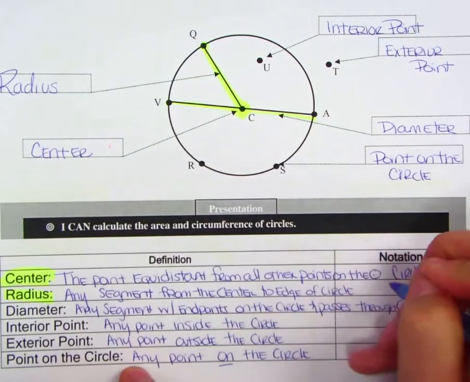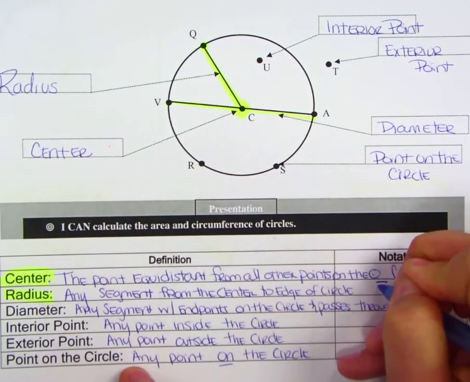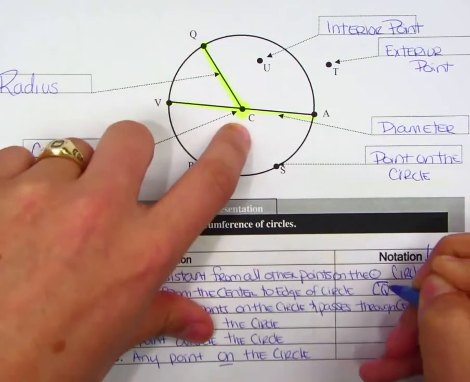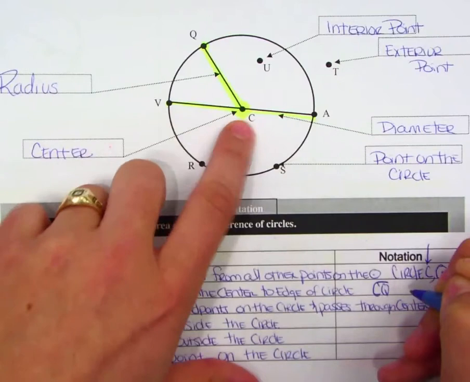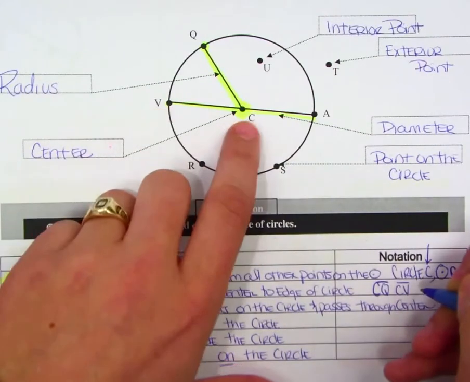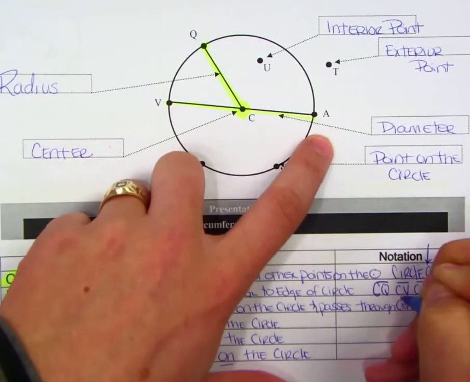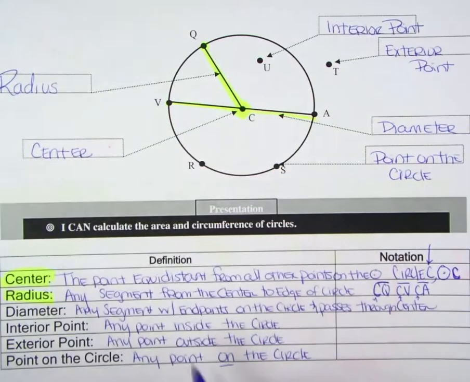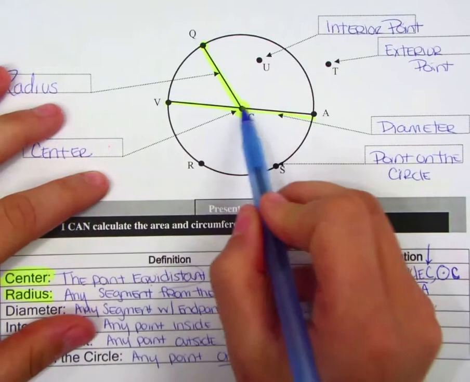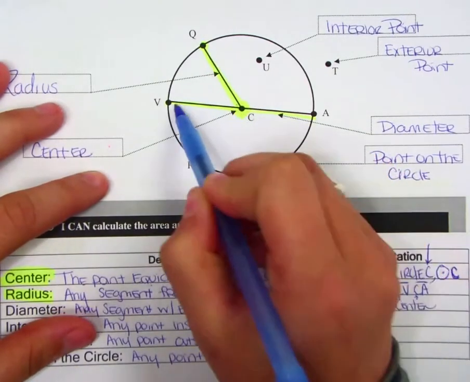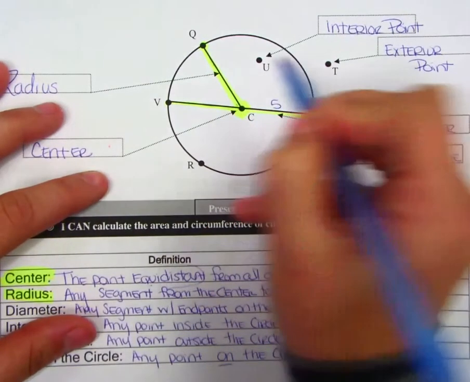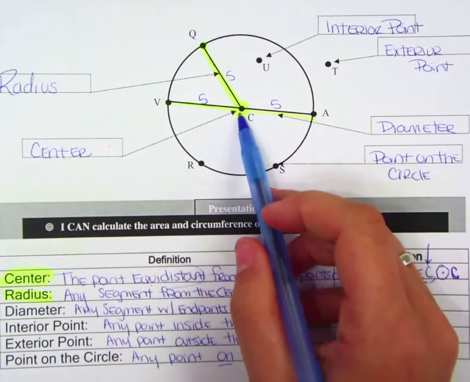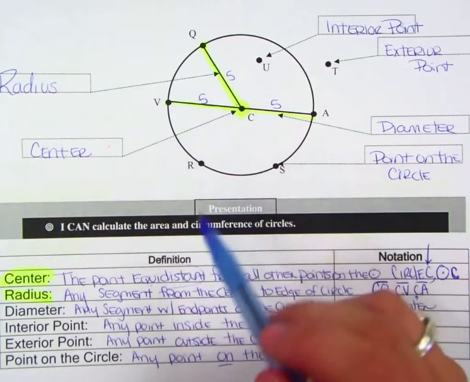So a radius you will always name with the center first. So we'll say CQ is a radius, and this tells us that the center is C. A radius is also CV. The radius is also CA. Again, where the center comes first. To go back to this equidistance from all other points, this is the center because all of these radii will be congruent. So if this is 5, then this is also 5, and this is also 5. And that's why C is the center, because it's equal distance from all of the points on the circle.